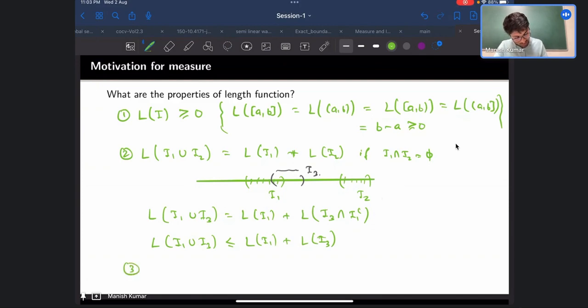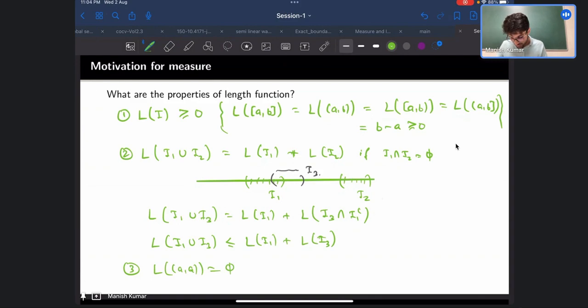Also, if we take an interval of this sort, (a, a), this basically is phi, and in that case the length is 0, right? So the length of the empty set, I mean the empty interval, is 0. Let me write more precisely: (a, a) is phi. These are the three properties you can see as of now, and these are properties you have already seen when defining the measure, right?